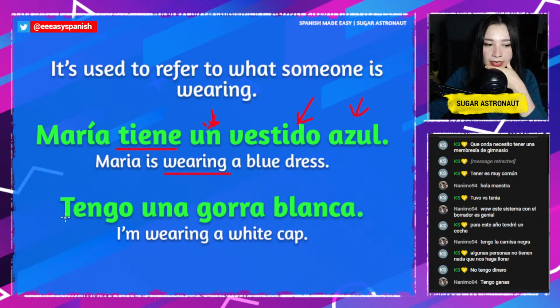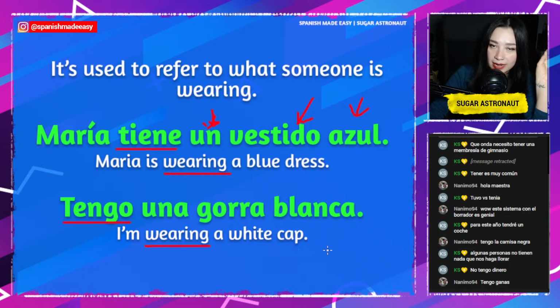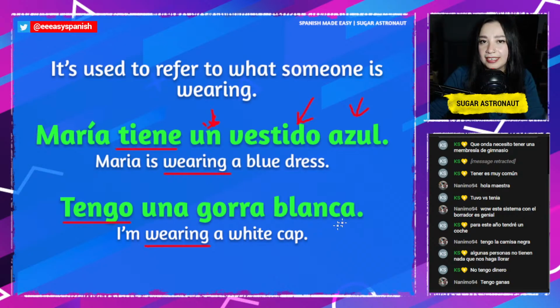Okay. Now, the next example is, tengo una gorra blanca. I'm wearing a white cap. Okay, so if you need to meet someone, if you have some blind date or something like that, and you have to tell this person what you're wearing, you can say, tengo una gorra blanca, so you can find me easily, I guess.